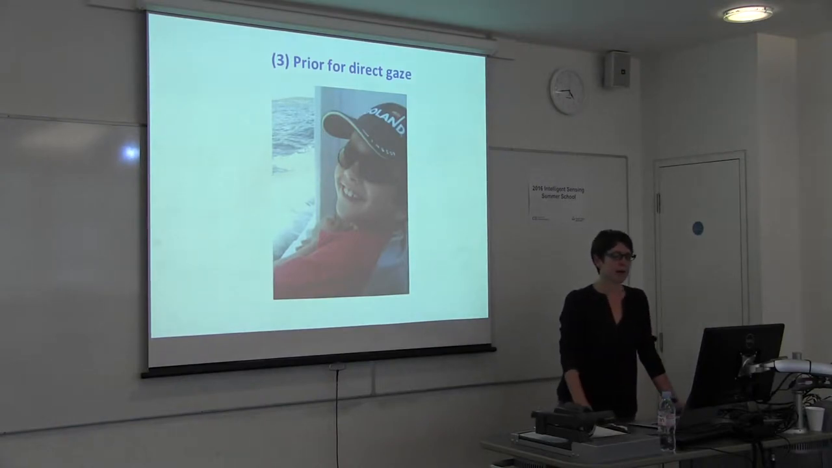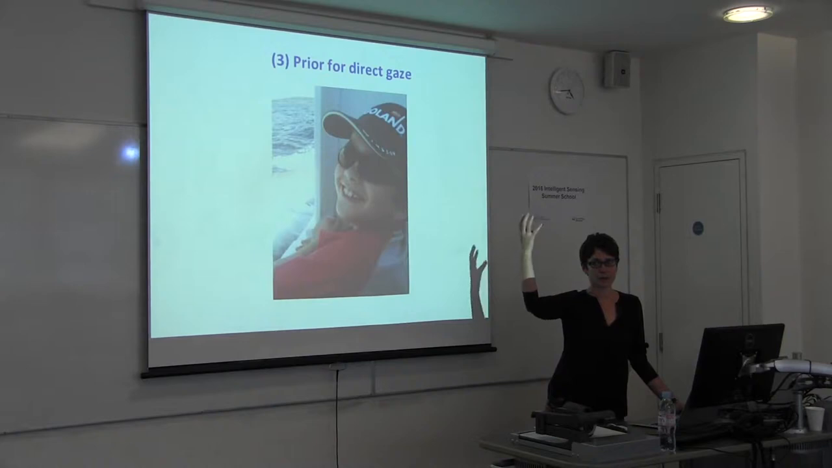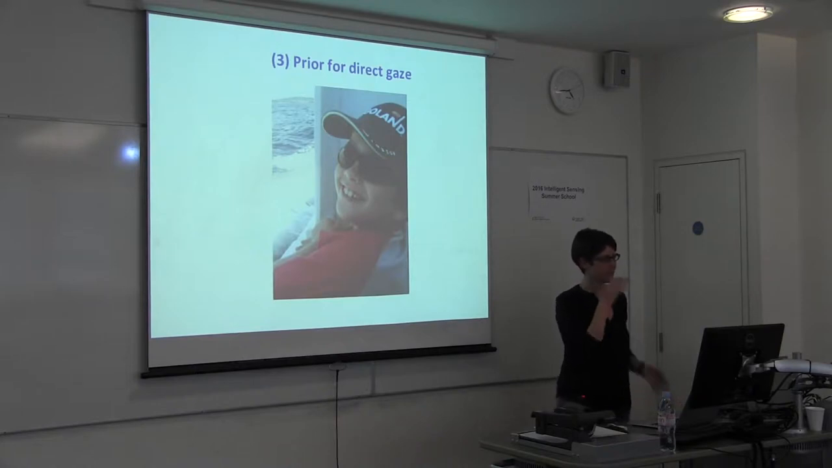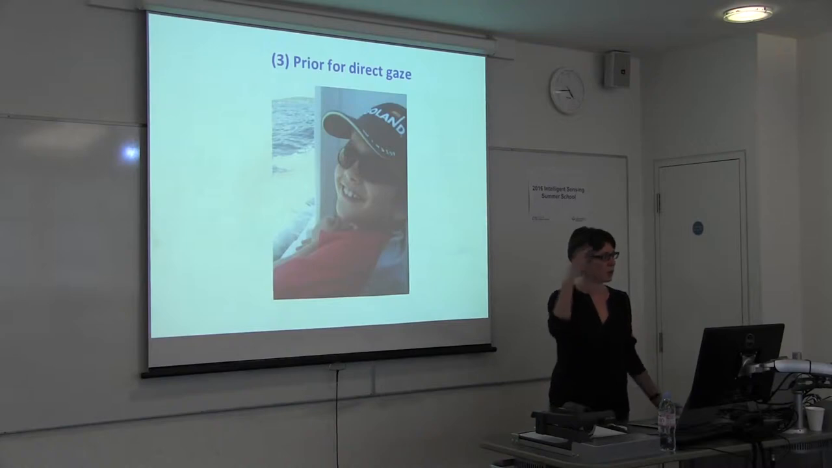One well-known example is that there's a prior to assume that light comes from above, because light always comes from above. So if you look at ambiguous stimuli that could be interpreted in one of two ways, either as being lit from above or as being lit from below, 95% of people always see that as being lit from above.